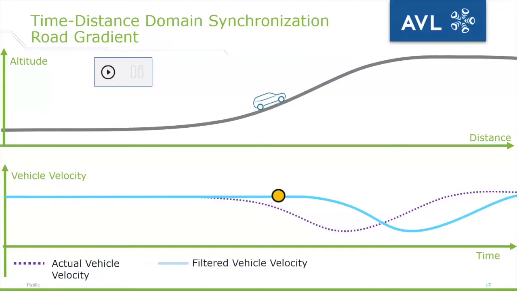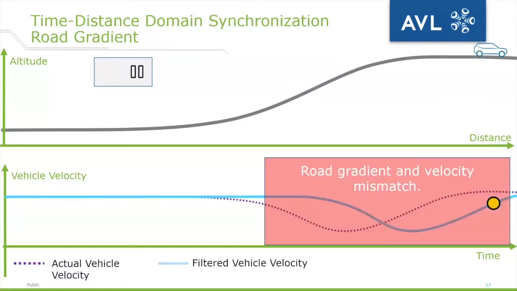And eventually, when the driver is, let's say, finishing the hill condition, the velocity is still not as it should be. This is a well-known phenomenon that we call the unsynchronized time and distance domain signals. This results in a mismatch of the road gradient and velocity. If we use this unsynchronized velocity profile for the sake of cleaning data, then we can come up with different load conditions at the testbed environment.